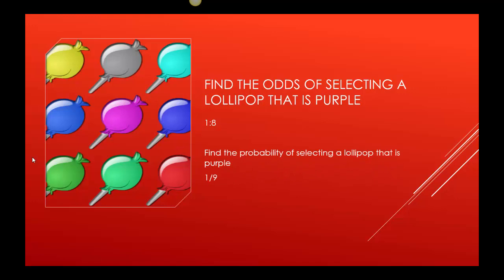Let's say I find the probability of selecting a lollipop that is purple. Okay. And here I'm really trying to point out to you the difference between odds and probability. With odds, I ask, how many ways can I get a purple one? How many ways can I get something else? With probability, I say, how many ways can I get a purple lollipop over how many lollipops are there in total? So 1 over 8 for odds, 1 over 9 for probability.